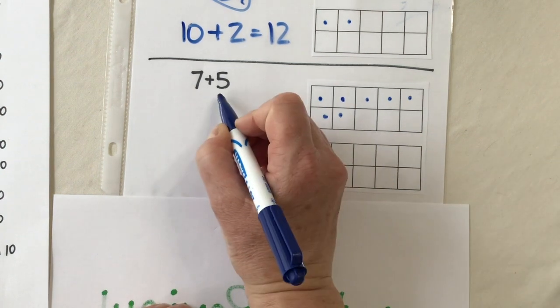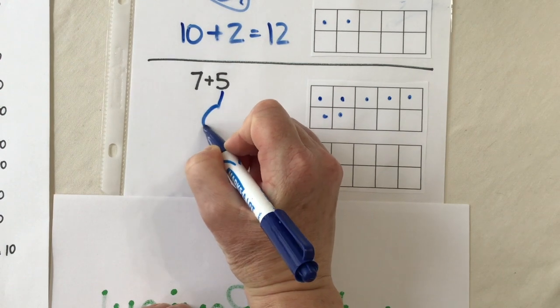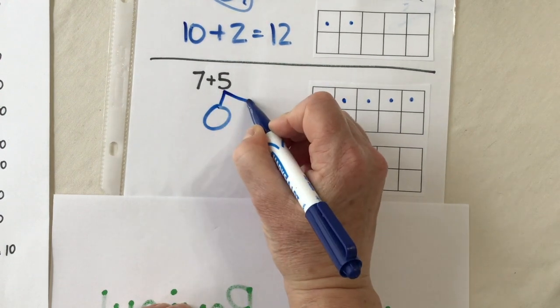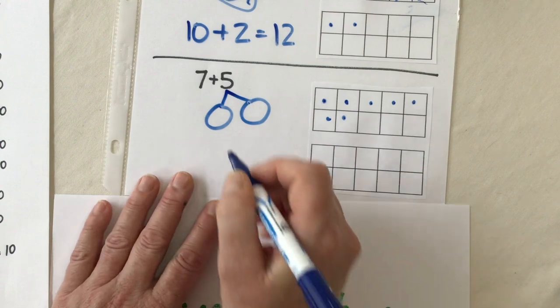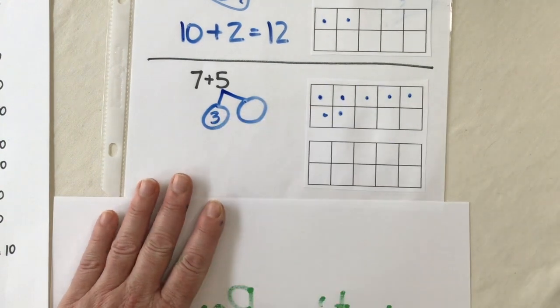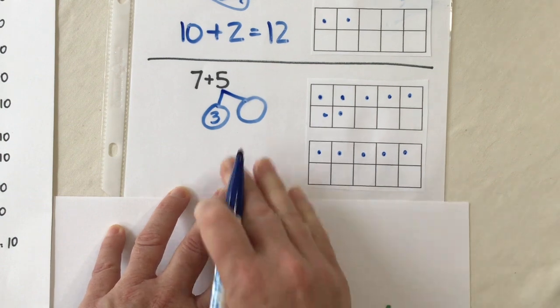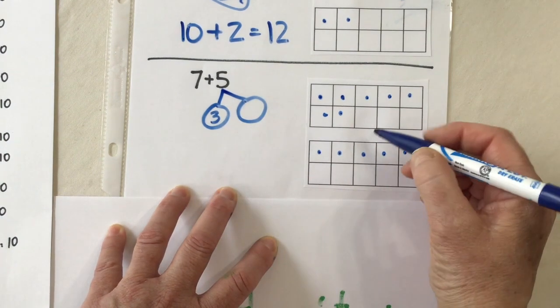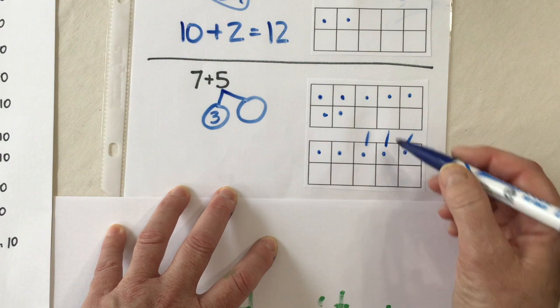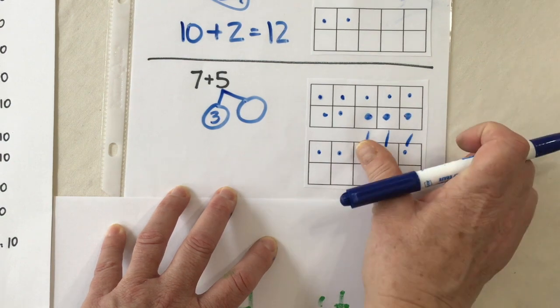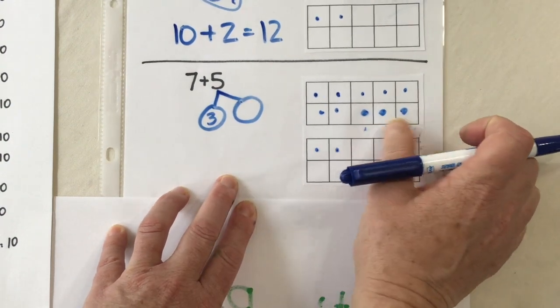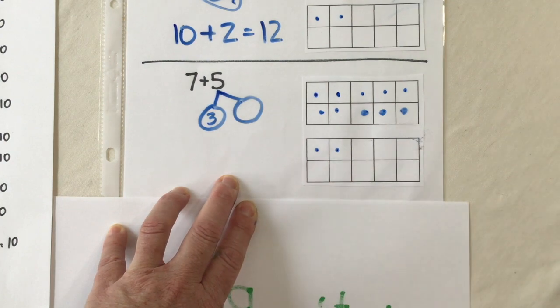I know that 7 and 3 make 10. So if I need 3, I'm going to take 3 from my 5. So if I take 3 from my 5 and put those up here, 1, 2, 3, erase those. I have 2 left over there.